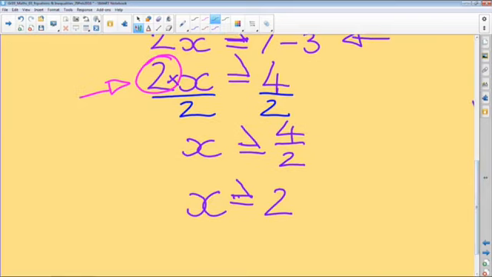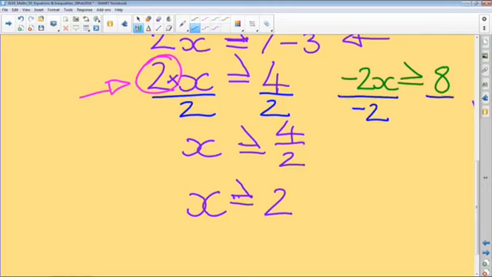Let's say we rather had negative 2x is more than or equal to, let's make it 8. So I've made a new problem. I need to get rid of that negative 2 on both sides. So I'm going to divide by negative 2. And remember that usually we don't write that at all. We just do the calculation. And once I've divided by negative 2, my sign will change direction.